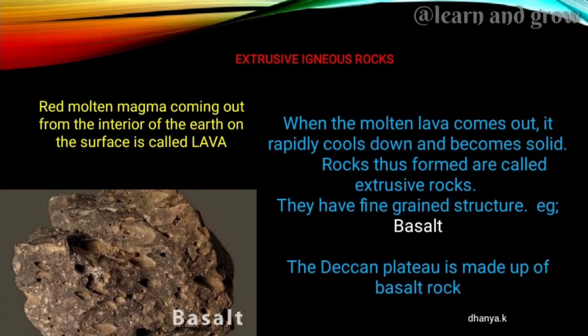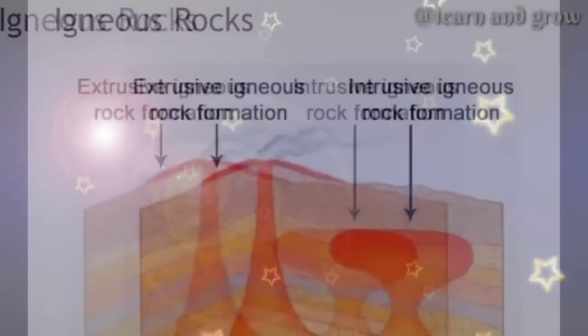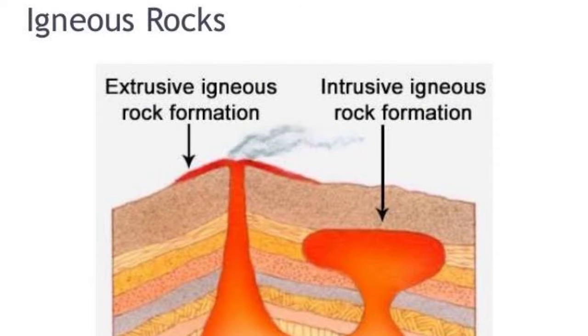Extrusive igneous rock. The red molten magma coming out from the interior of the earth onto the surface is called lava. During a volcanic eruption, when the molten lava comes onto the earth's surface, it rapidly cools down and becomes solid. Rocks formed in such a way on the crust are called extrusive igneous rock.